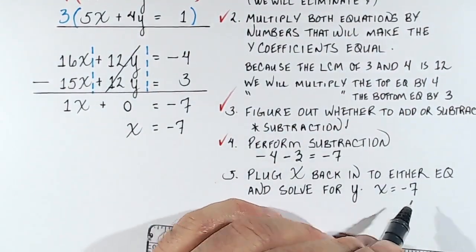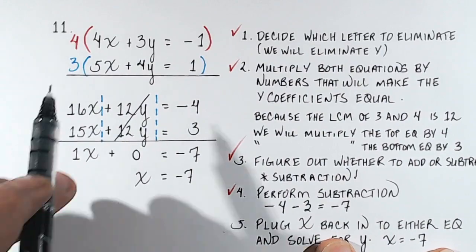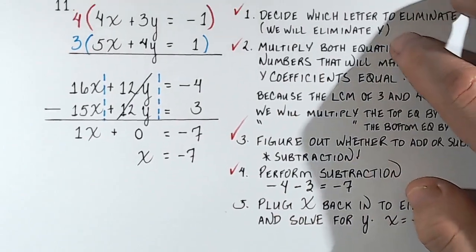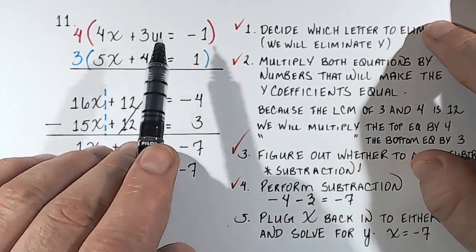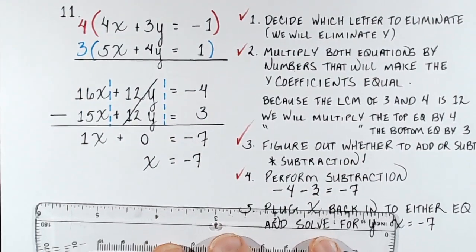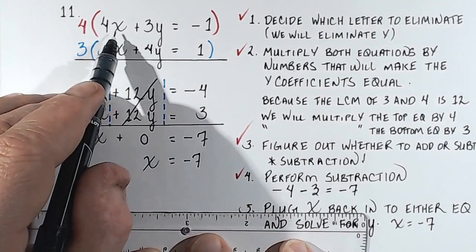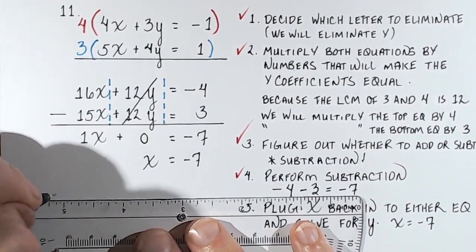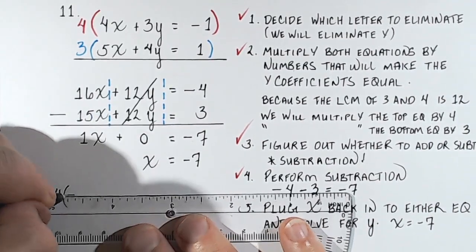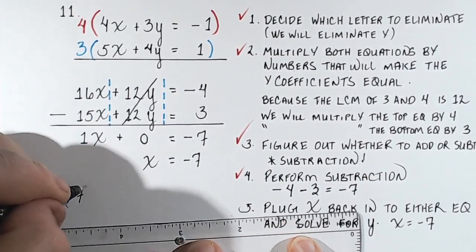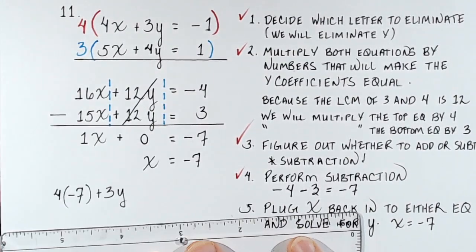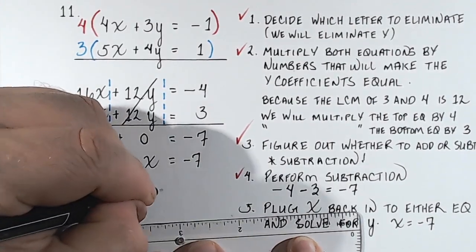So this is what I'm going to plug back into one of my original equations, okay, before I altered them. It really doesn't matter where you plug it in, but it's got to be one of these two equations here. So we'll just choose the top one, and I'm going to plug in negative 7 here for the x. So we'll put here 4 times, open parentheses, negative 7, close parentheses, plus 3y equals negative 1.